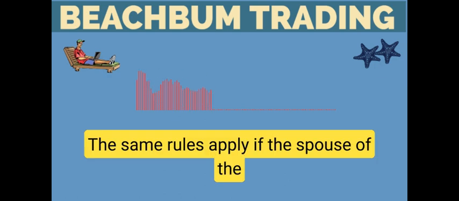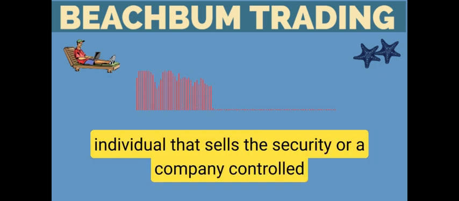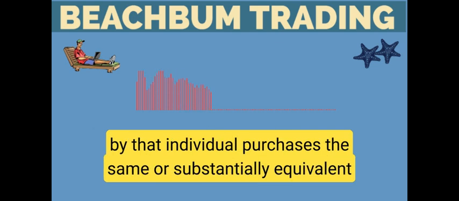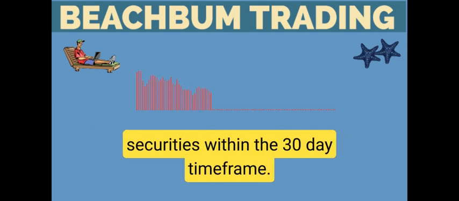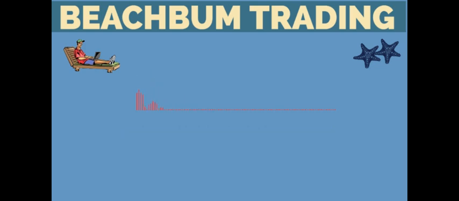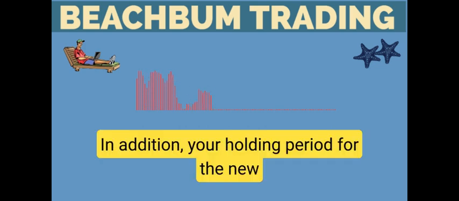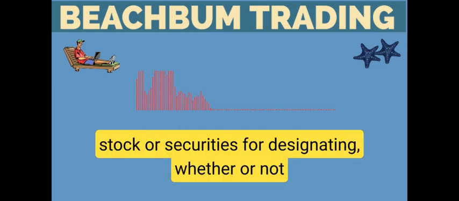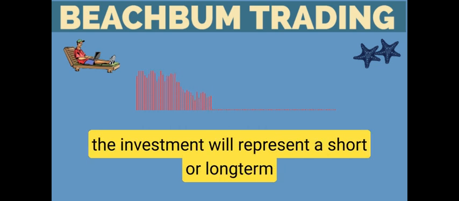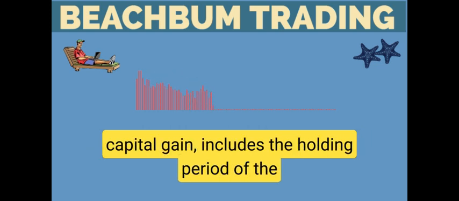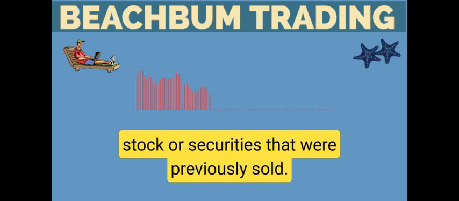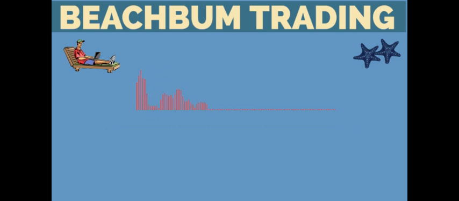The same rules apply if the spouse of the individual that sells the security, or a company controlled by that individual, purchases the same or substantially equivalent securities within the 30-day timeframe. In addition, your holding period for the new stock or securities, for designating whether or not the investment will represent a short or long-term capital gain, includes the holding period of the stock or securities that were previously sold.